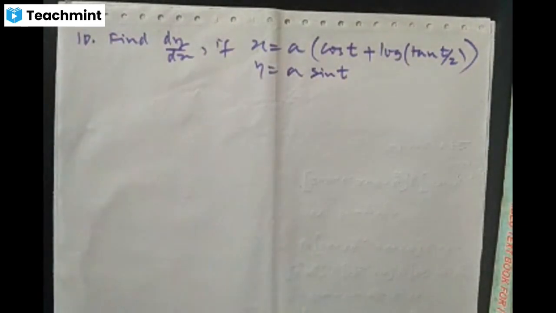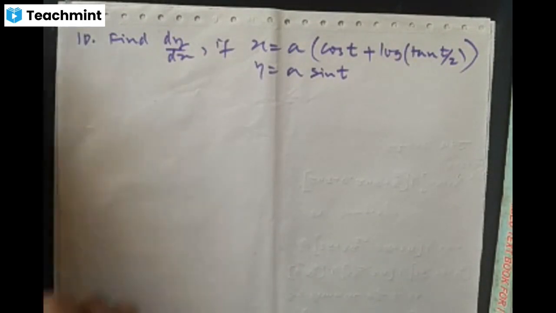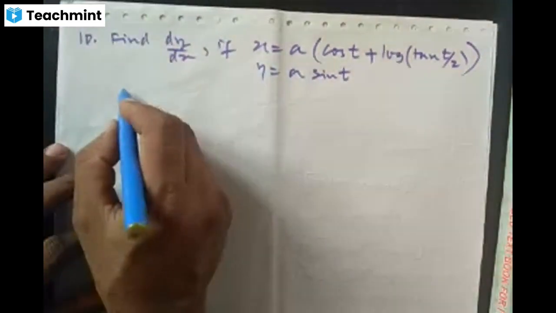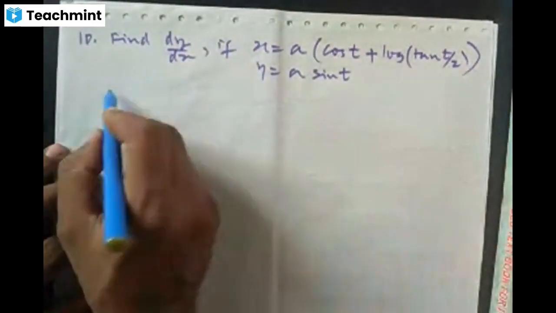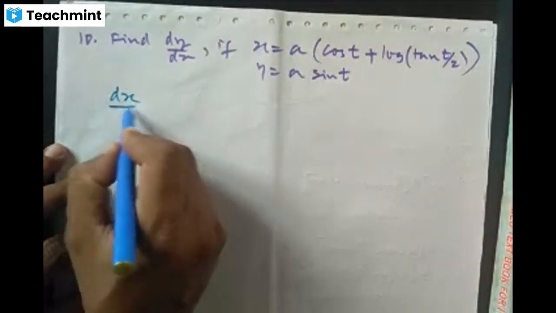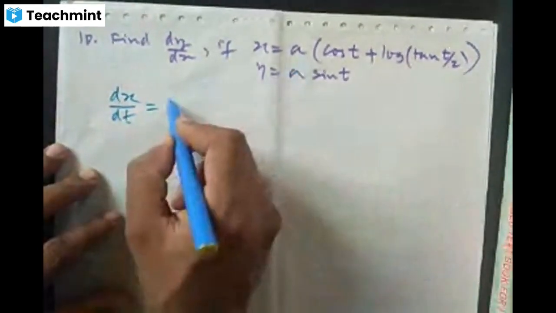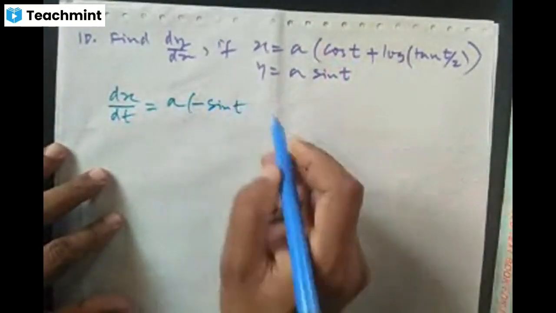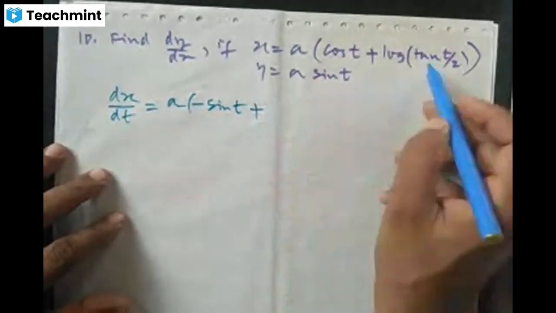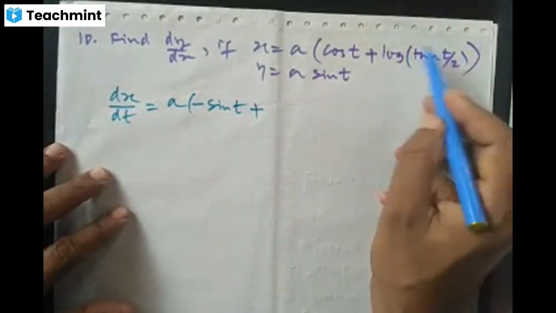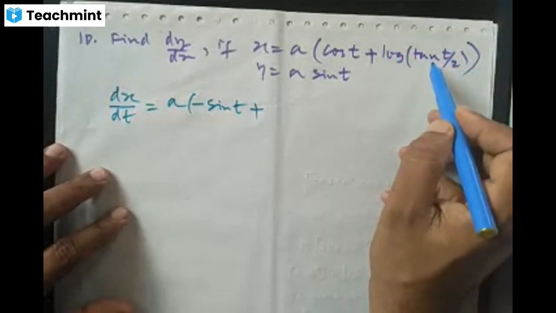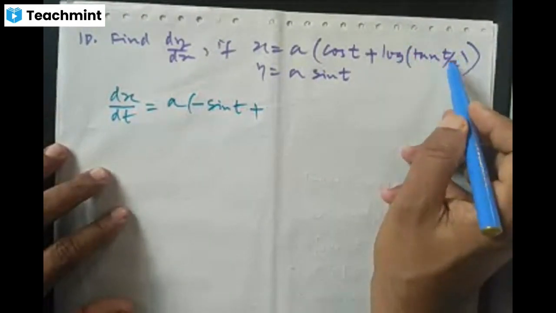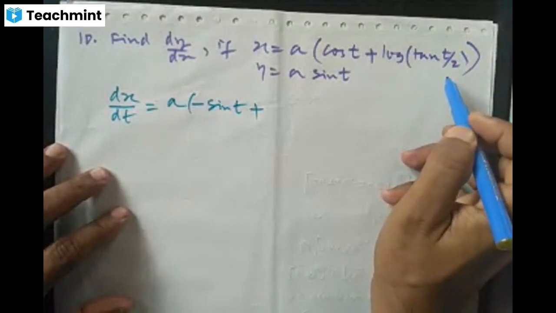First here in this problem, I am going to find dx by dt and dy by dt, and after that I write the formula. Okay. Now first we shall find dx by dt. So dx by dt is equal to a, which is a constant, into d by dt of cos t, which is minus sin t, plus log of tan of t by 2. This is actually a composition of three functions. One is the log function, the other one is the tan function, and the third one is the polynomial function half into t, right?